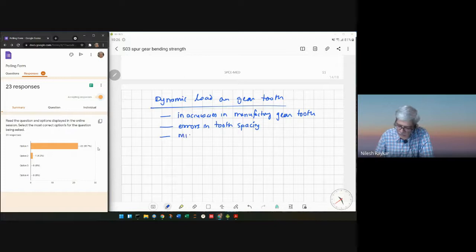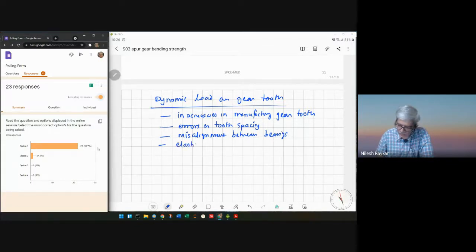The third is misalignment between bearings. So if your gear shaft is not mounted properly in the bearings, then you will get jerky motion.